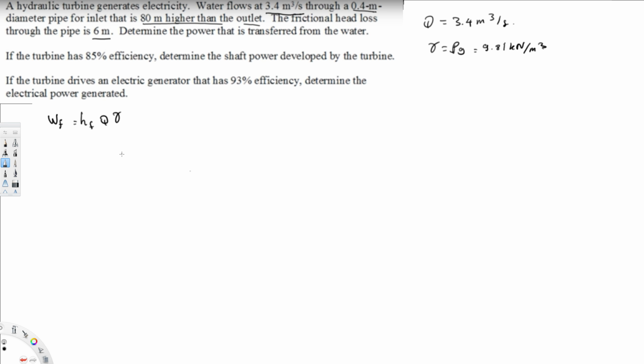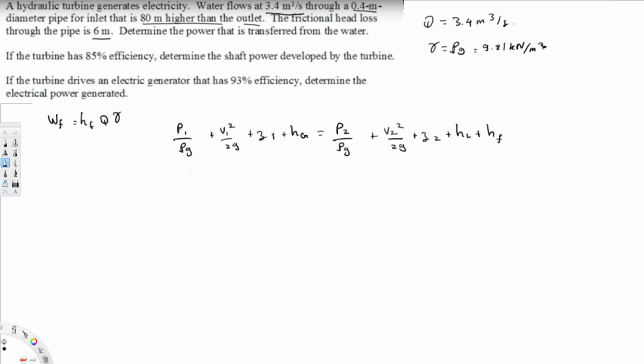To find this one, I can use the Bernoulli's head equation. So let's put the head equation first. We have P1 over rho g plus V1 square over 2g plus Z1 plus head gain, right? Whatever head gain they have. And then we have P2 over rho g plus V2 square over 2g plus Z2 plus head loss plus head change. So that's what we are going to calculate.